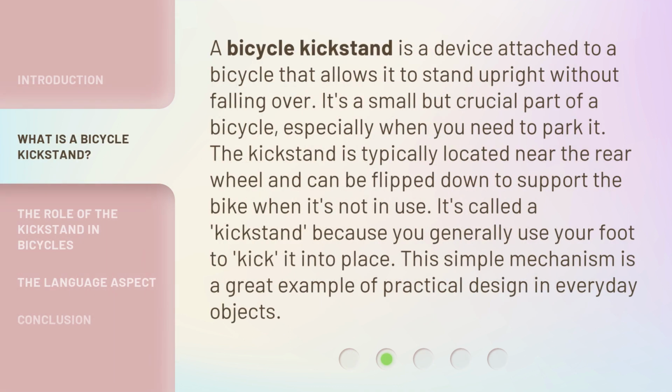A bicycle kickstand is a device attached to a bicycle that allows it to stand upright without falling over. It's a small but crucial part of a bicycle, especially when you need to park it. The kickstand is typically located near the rear wheel and can be flipped down to support the bike when it's not in use. It's called a kickstand because you generally use your foot to kick it into place. This simple mechanism is a great example of practical design in everyday objects.